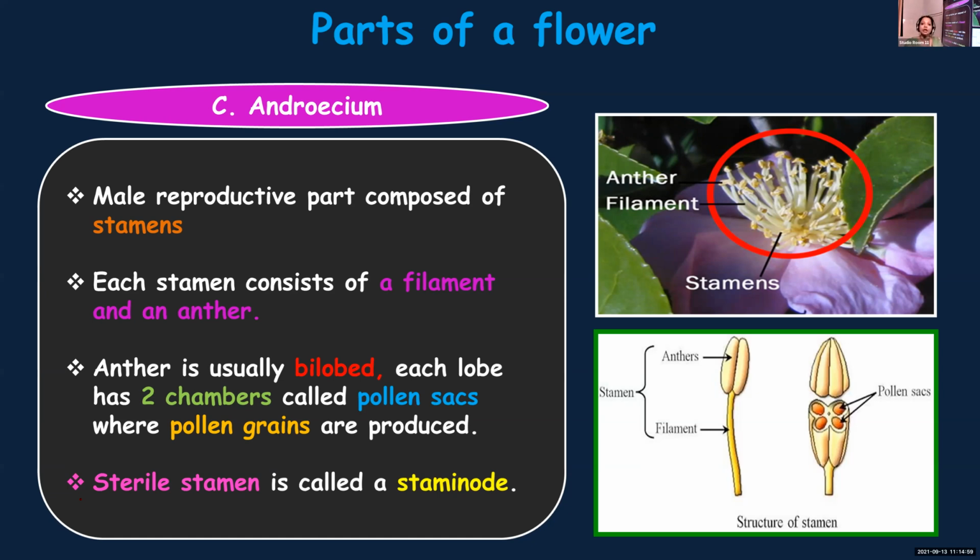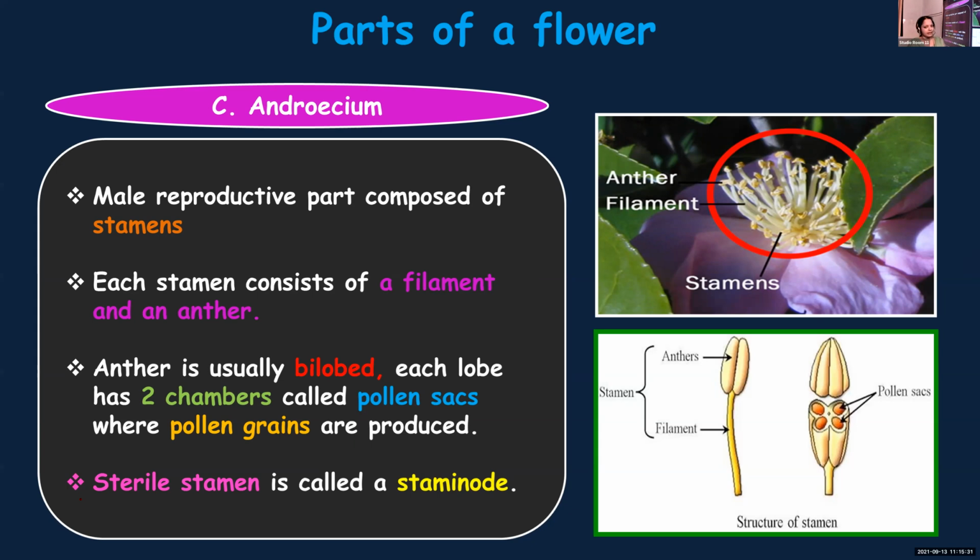Anther is made up of lobes. Inside each lobe, there will be a sac, which you call a pollen sac. Inside each pollen sac, they are filled with pollen grains, and each pollen grain has 2 male gametes. A sterile stamen is called a staminode. Sterile means not capable of carrying out fertilization. We call such a stamen a sterile stamen.